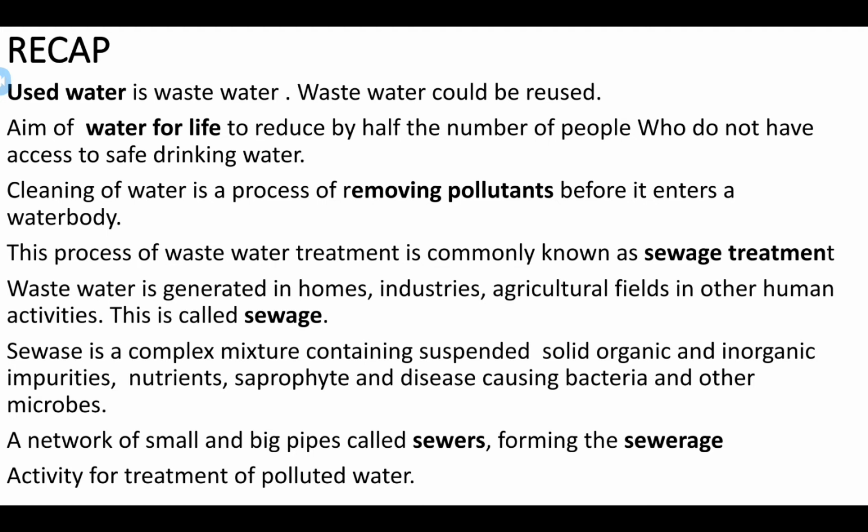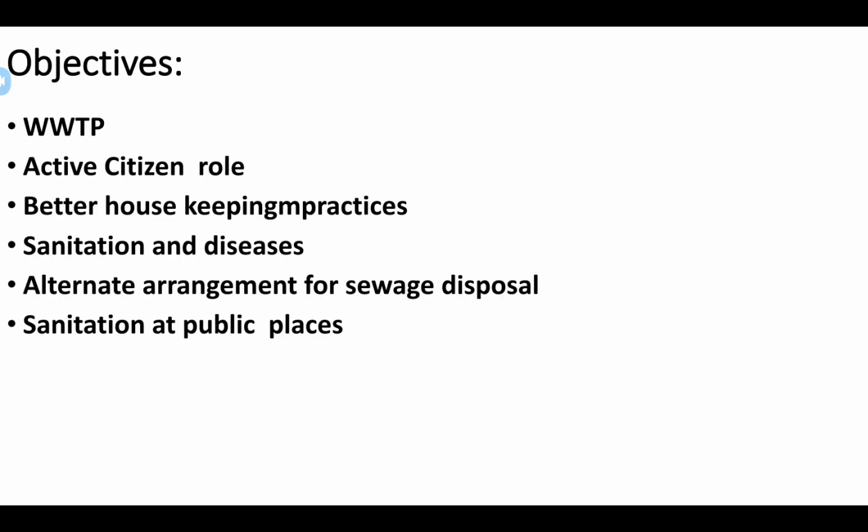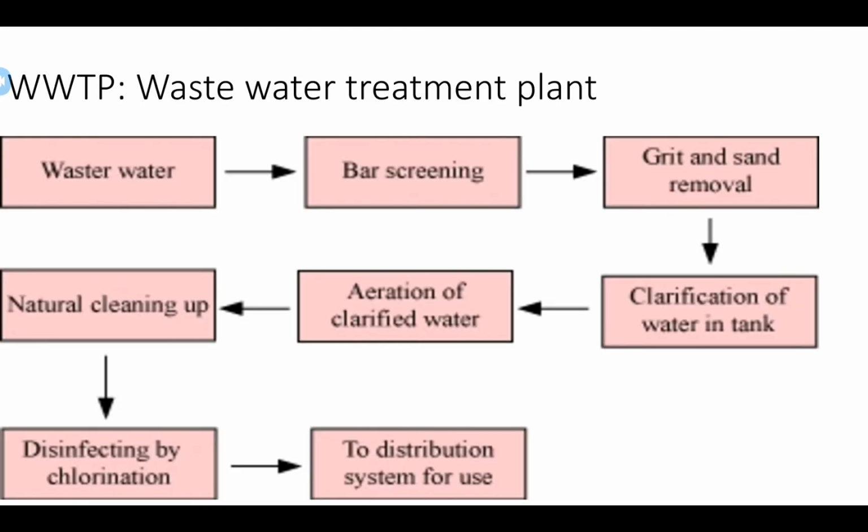What is the use of sewerage? Sewerage is a network of small and big pipes which carry the wastewater from our homes, apartments and lanes to the main hole. Along with what we learnt, there is an activity for treatment of polluted water. In today's class, we will learn WWTP. What is the full form of WWTP? Wastewater treatment plant, role of active citizen, best housekeeping practices, sanitation and diseases, alternate arrangements for sewage disposal, sanitation at public places.